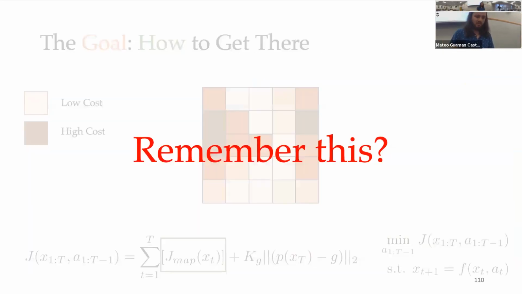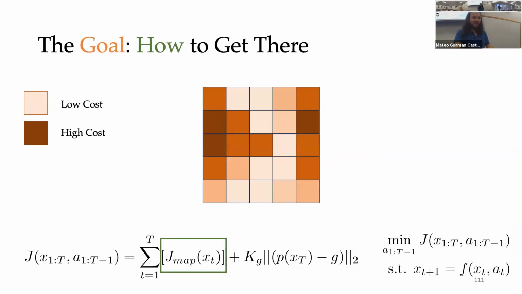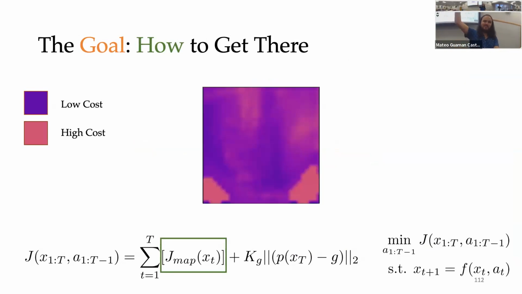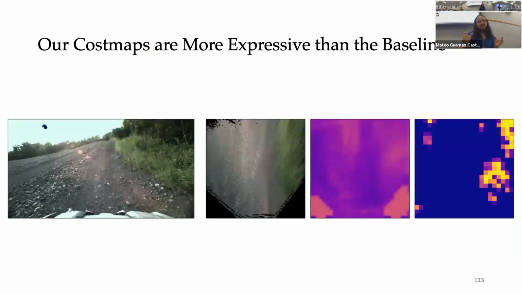So going back to the first part, if you remember this slide with a Costmap, which encodes how you actually get there, this is all we really do. We take this Costmap that we predict and put it into this formulation where we have something a bit more continuous, and that's how we predict costs that are then used in this off-road autonomy problem.